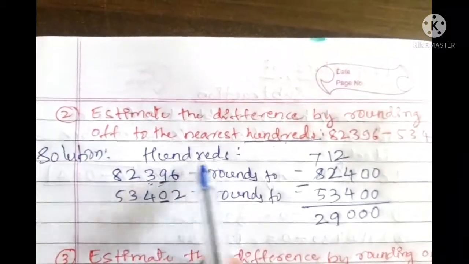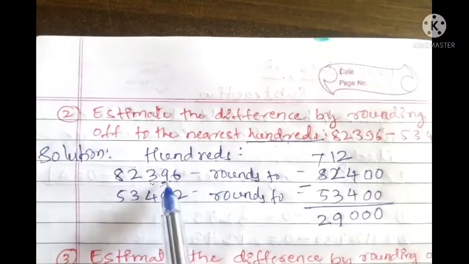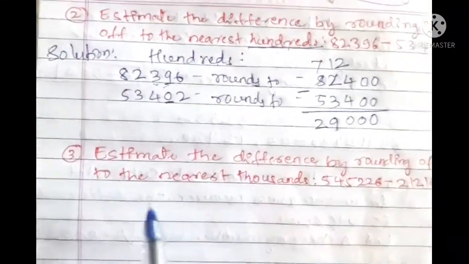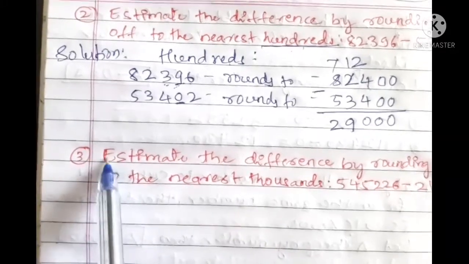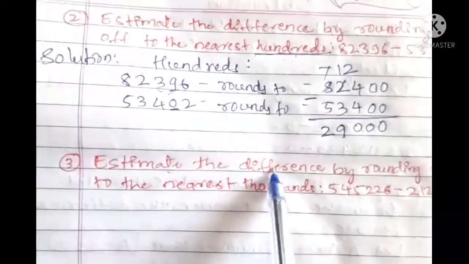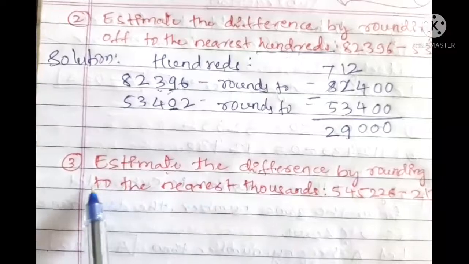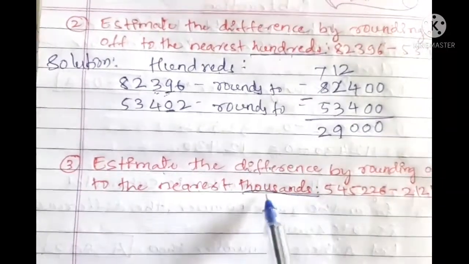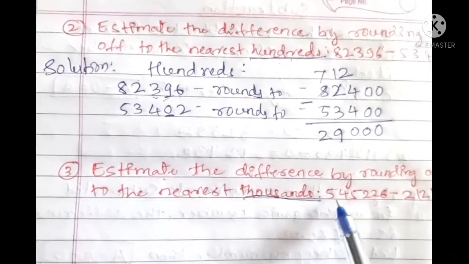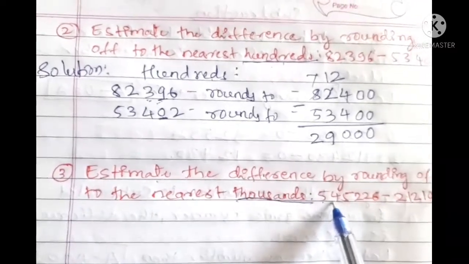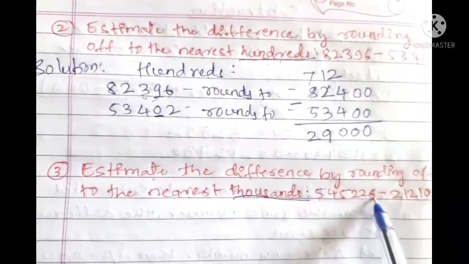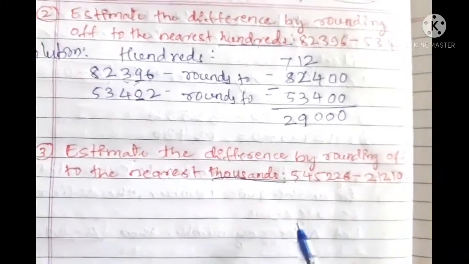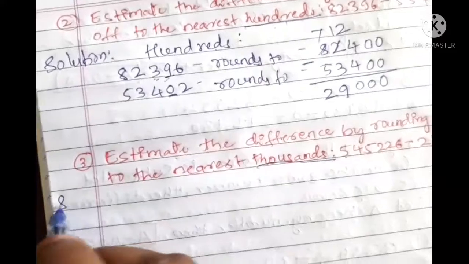So when you are doing the nearest 100, you have to observe the tens place. So what about the next? One more example we will take. Estimate the difference by rounding off to the nearest thousands. So here they have given thousands. What is the number they have given? 5,45,226 minus 2,12,104.